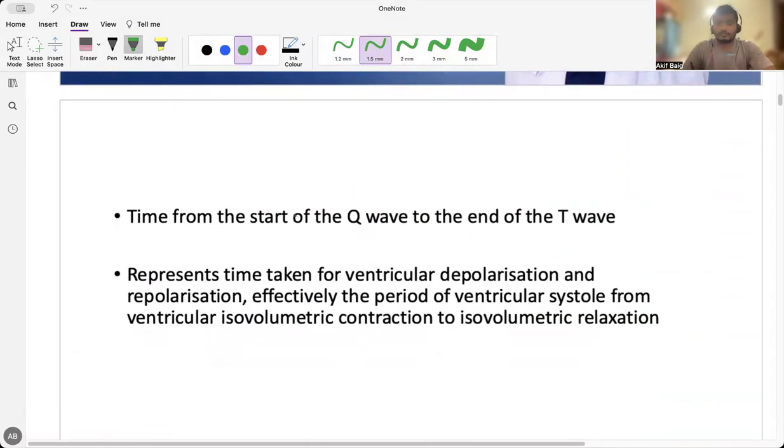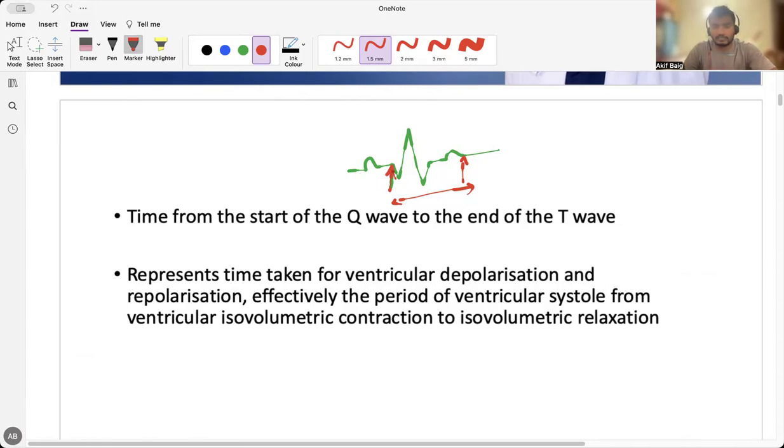It is defined as the interval from the start of the Q wave, that is P, Q, R, S, and T. So the Q wave starts from this point, to the end of the T wave, that is this point. So from here to here is called the QT interval.